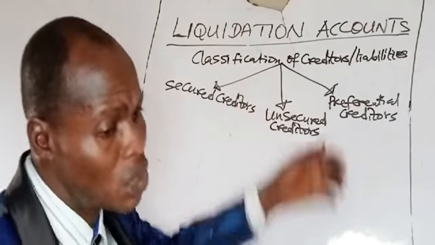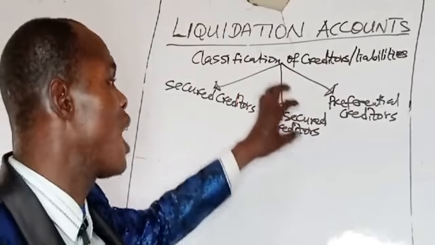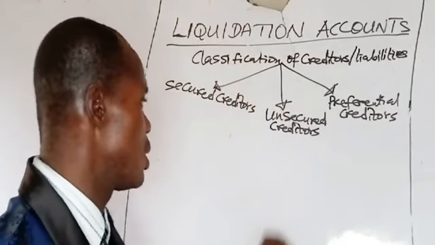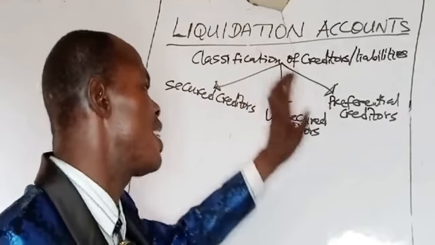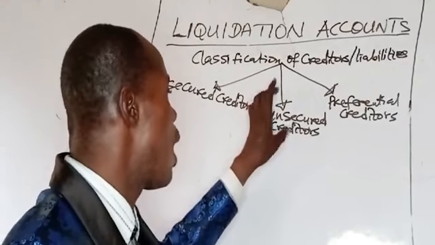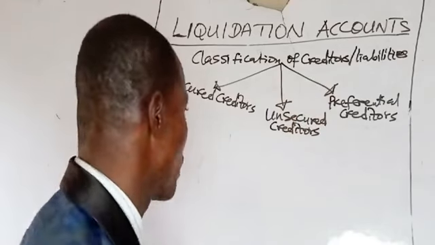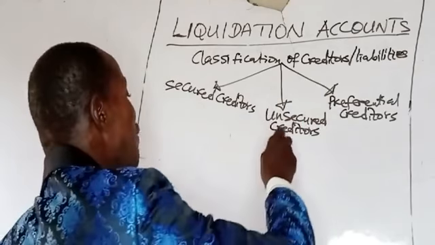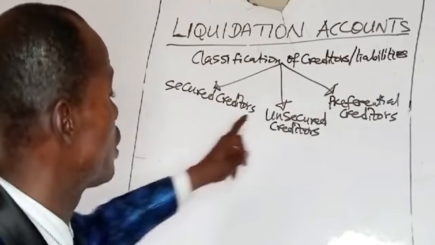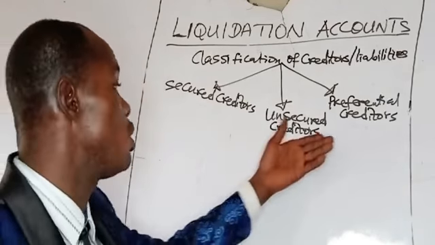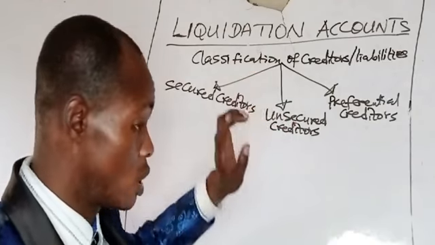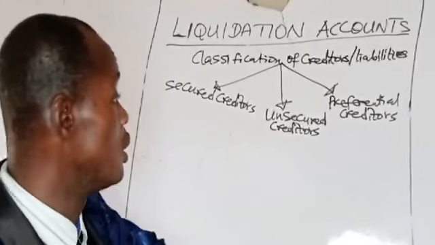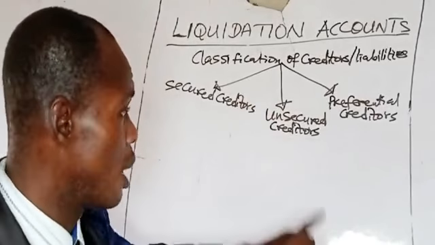Then unsecured creditors are those creditors that are not secured. They are not pledged on any specific asset of the company. No asset of the company is used as collateral for such loans. We call them unsecured creditors. It's like you want to borrow a loan, and they ask you to use your car as collateral. That means the loan is secured on the car. So take note of that.